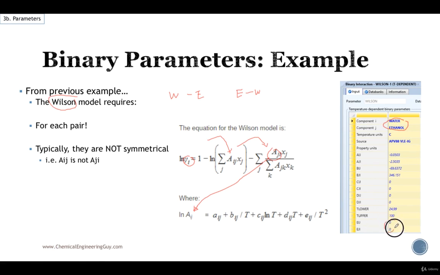E is 0, so this cancels out. Actually, C and D are also 0, so this term right here cancels out. So actually, you're only using A and B in order to calculate this value right here, which goes here. And then you calculate Aji, which you still have, in order to get the sum and then the natural logarithm, and then eventually you get the activity. So hopefully you get the idea of why we need binary parameters. This was the Wilson case, but of course each method has its own.